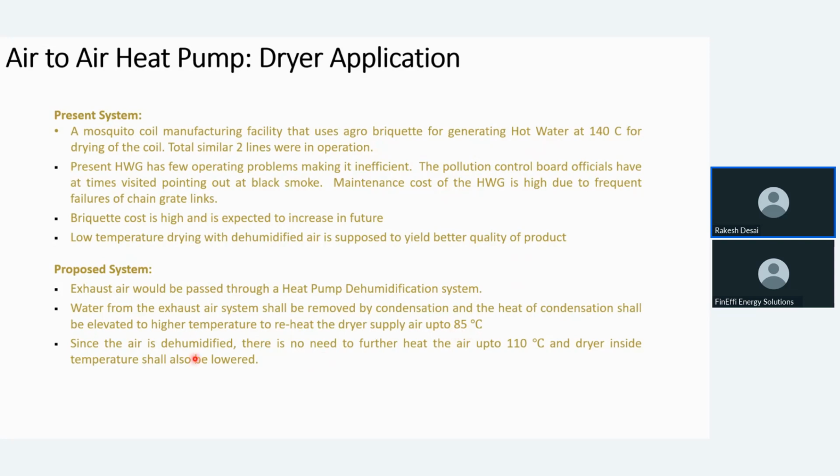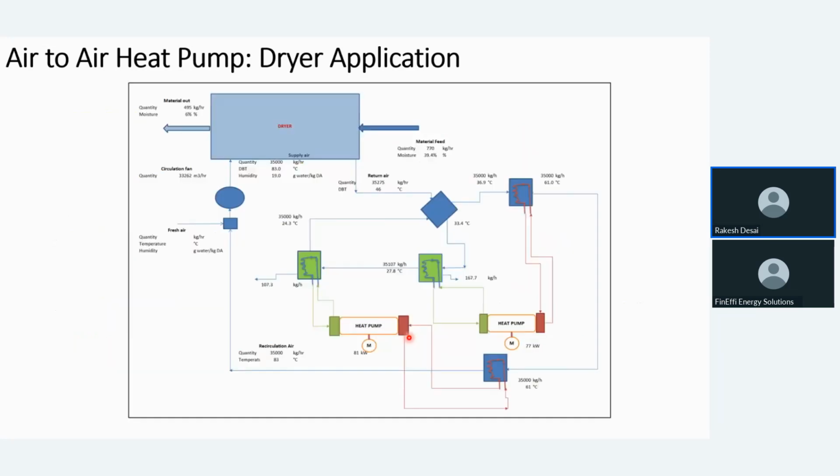Since the air is dehumidified, where earlier they were requiring 110 degrees centigrade hot air, this temperature of 110 degrees was not required, and the dryer inside temperature can be lowered from 110 to 85 degrees centigrade. We will just see the system. This is a dryer in which the input material was 770 kg having 39.4% moisture. Output was 495 kg having 6% moisture.